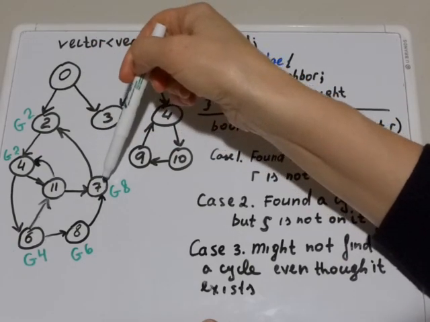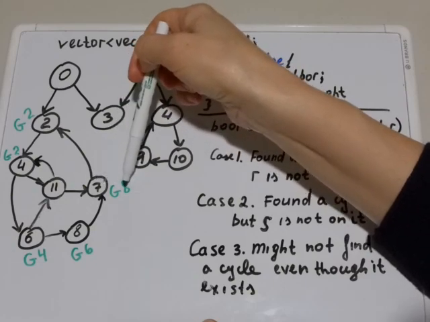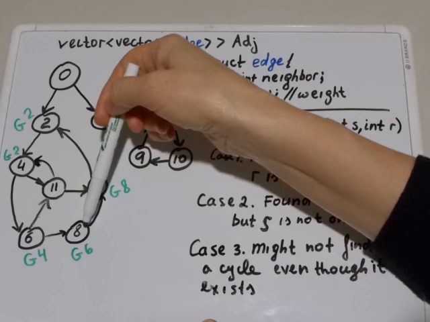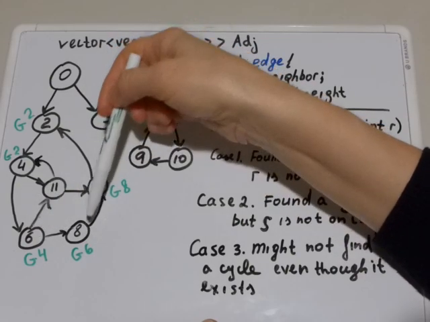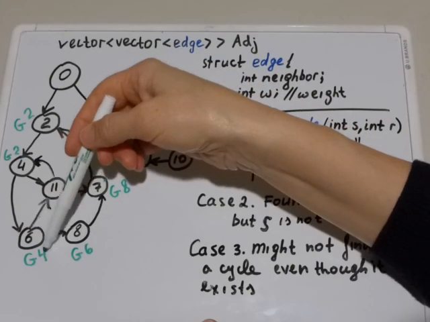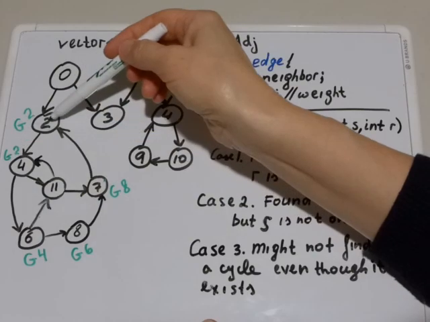So we need to backtrack from 7. Starting from 7, we're looking at its parent. Parent is 8, so we go to its parent. Parent of 8 is 6, so we go to 6. And parent of 6 is 4, so we go to 4. And parent of 4 is 2, so we go to 2.